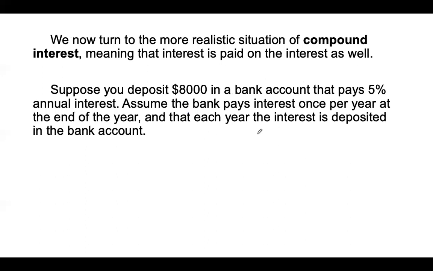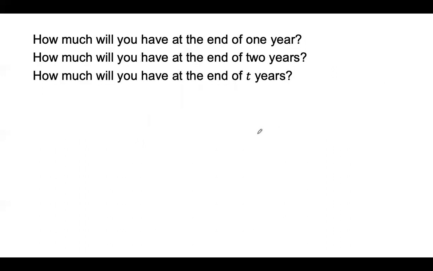So suppose that you have $8,000 in a bank account that pays 5% annual interest. And assume the bank pays interest once per year at the end of the year, and that each year the interest is deposited in your bank account. So how much will you have at the end of 1 year, 2 years, and 3 years?